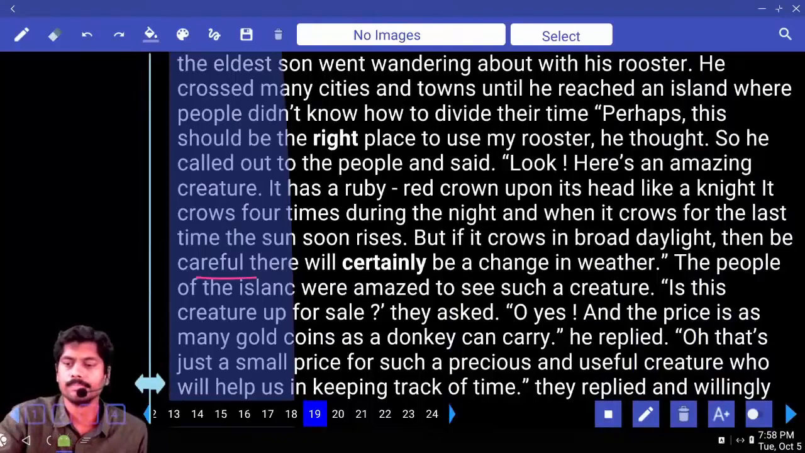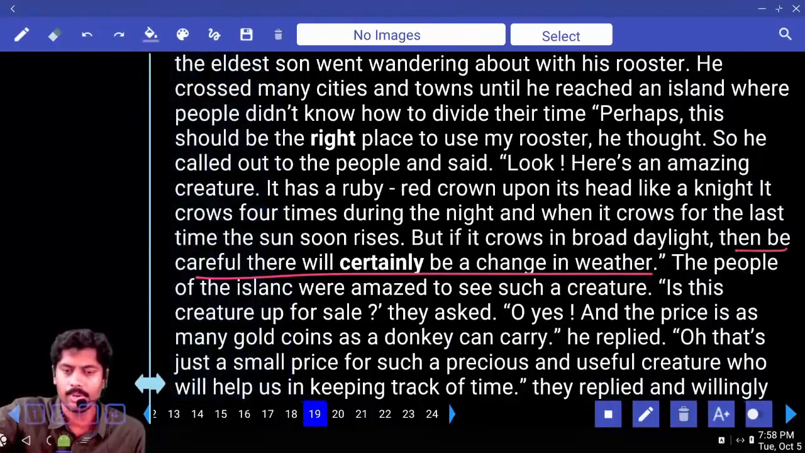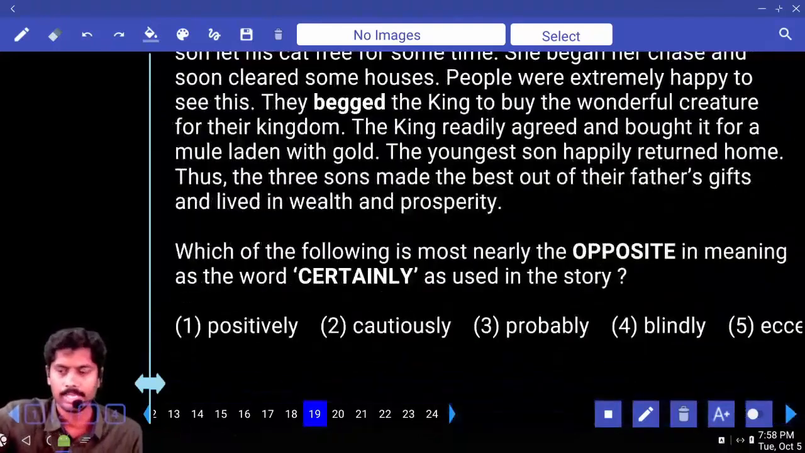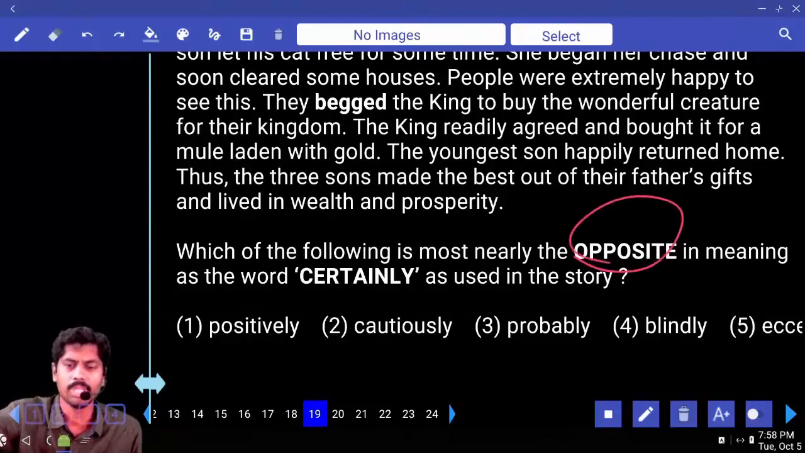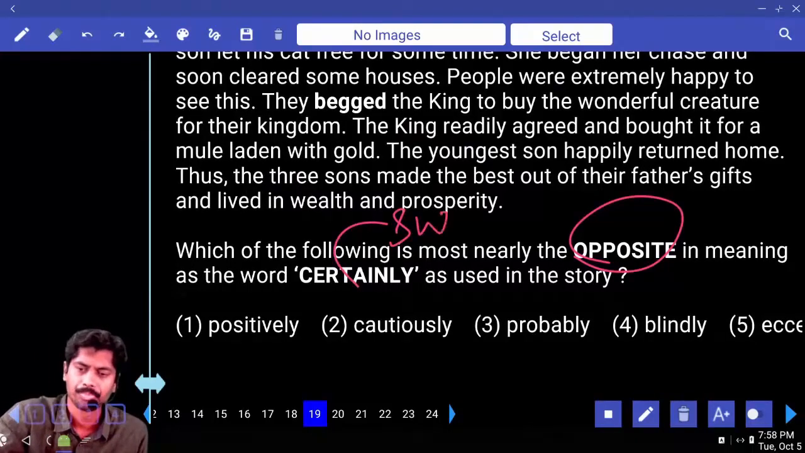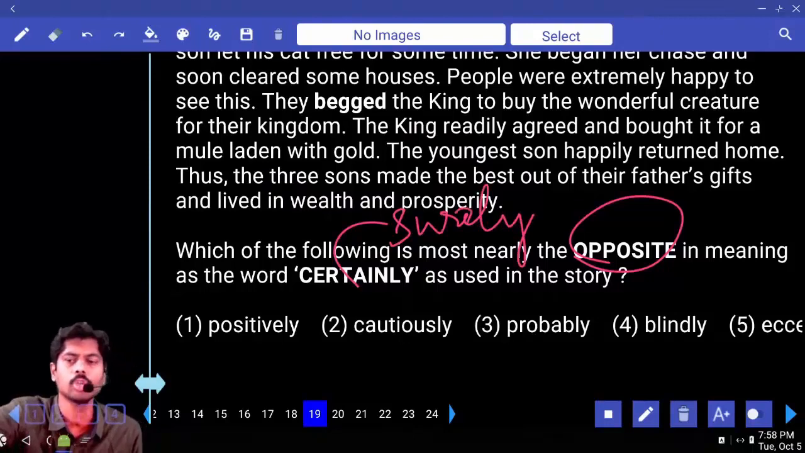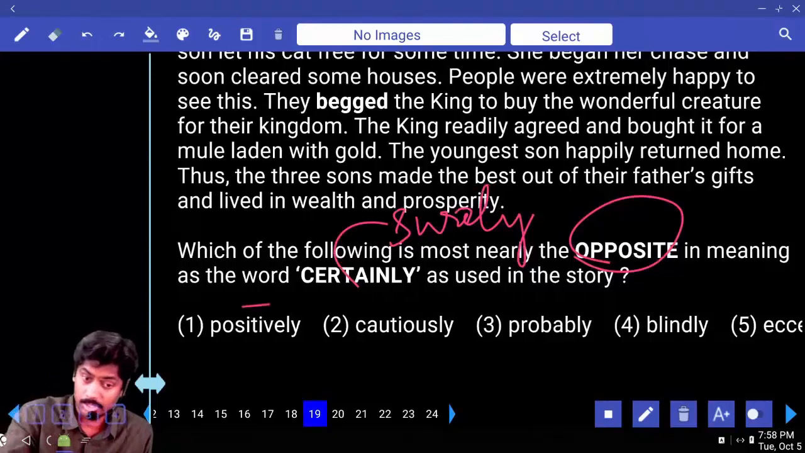Here, be careful, there will certainly be a change in weather. Suddenly means what? Positively? Is it positively? But we require what? Opposite meaning. Certainly means surely. Certain means sure. Your success is certain, means it is sure. So certainly is positive. Positive, same meaning.